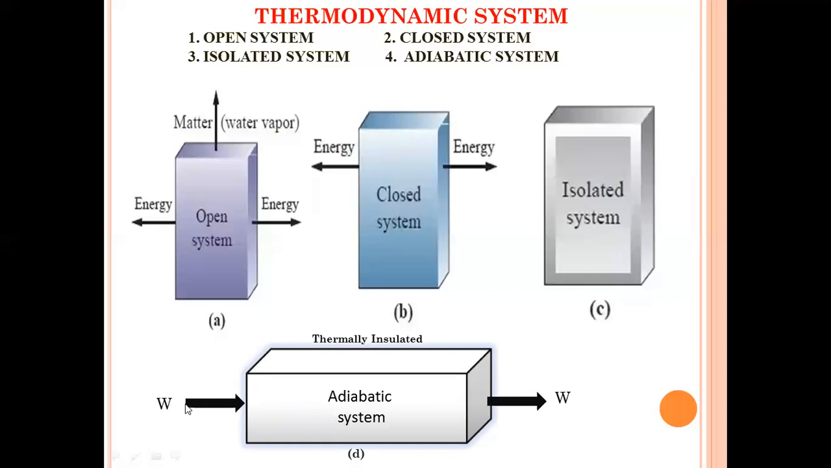If this work does not cross the boundary of the system with the surrounding, then the adiabatic system becomes an isolated system. An adiabatic system becomes an isolated system when there is no exchange of work with the surrounding. So these are the four basic types of thermodynamic system: open system, closed system, isolated system, and adiabatic system.